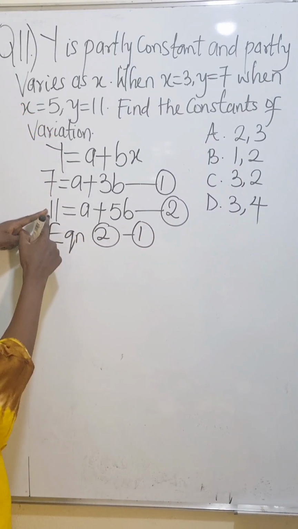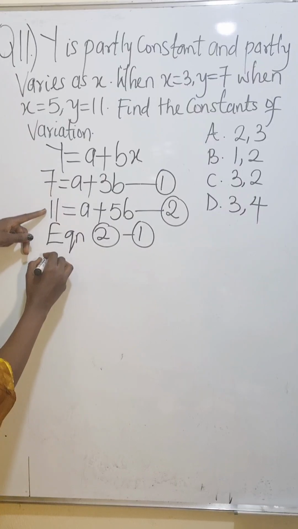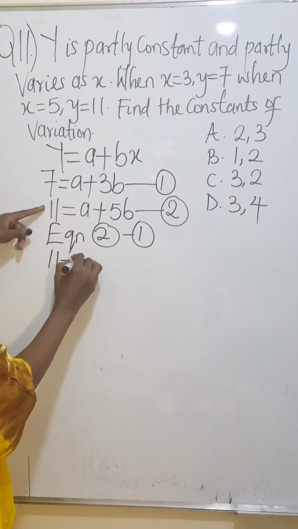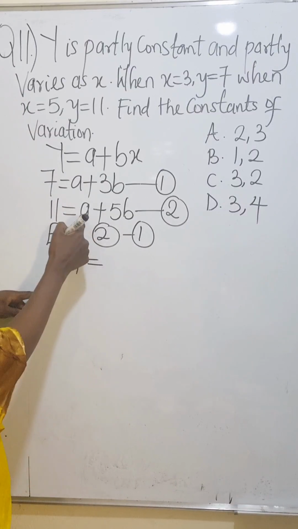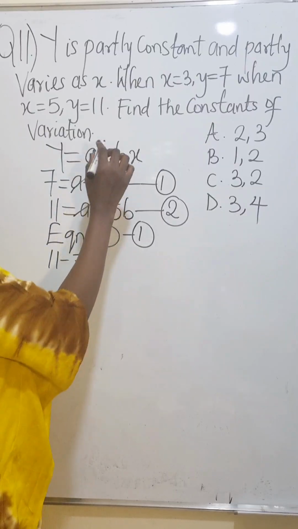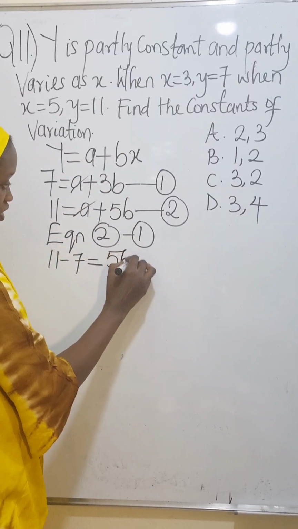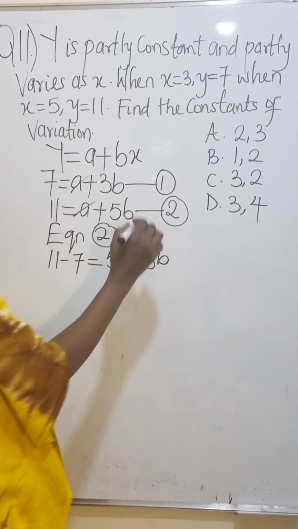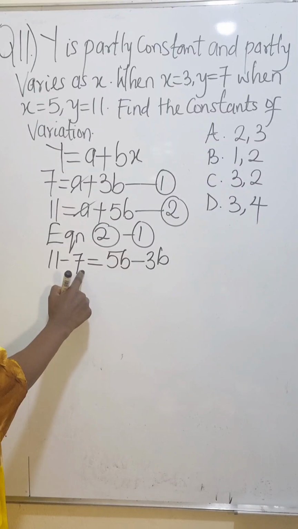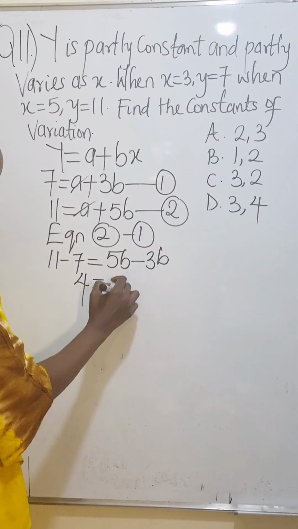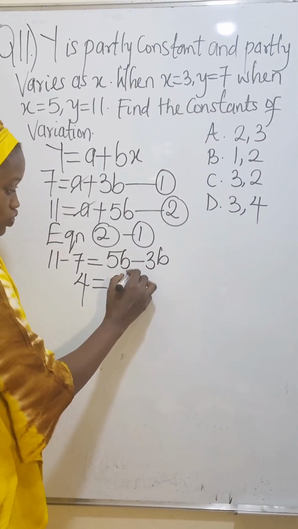Now, equation 2, here we have 11 minus 7. 11 minus 7 equal to, now a minus a we cancel out, that's a 0, right? Then we have 5b minus 3b. 11 minus 7 gives us 4 equal to 5b minus 3b gives us 2b.